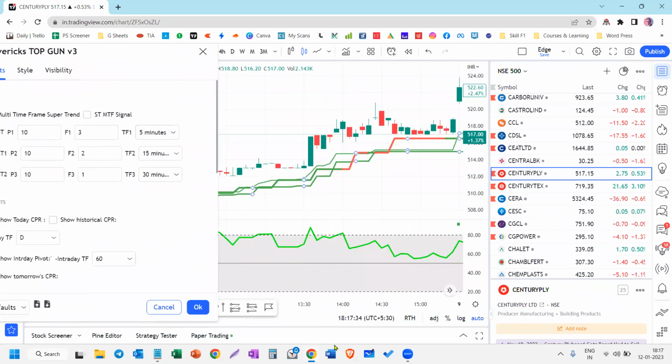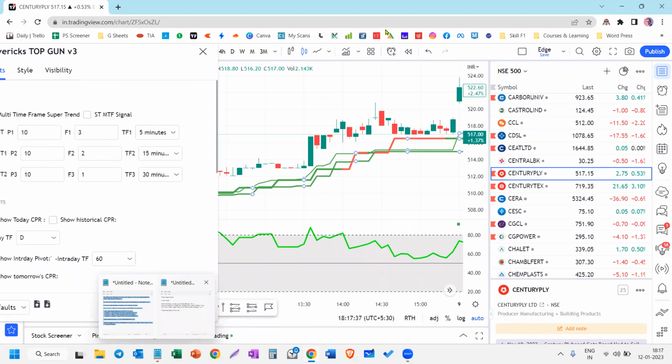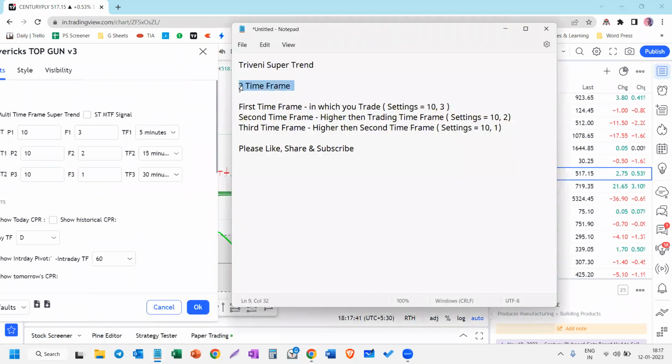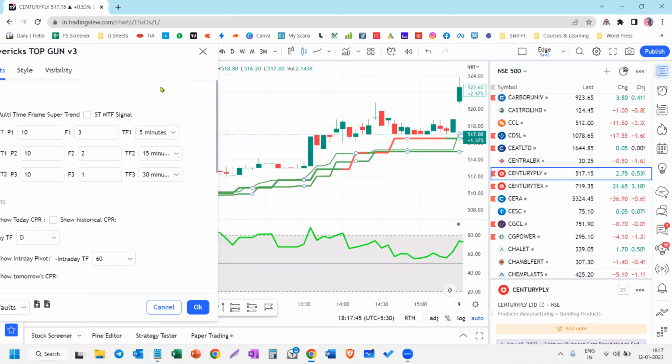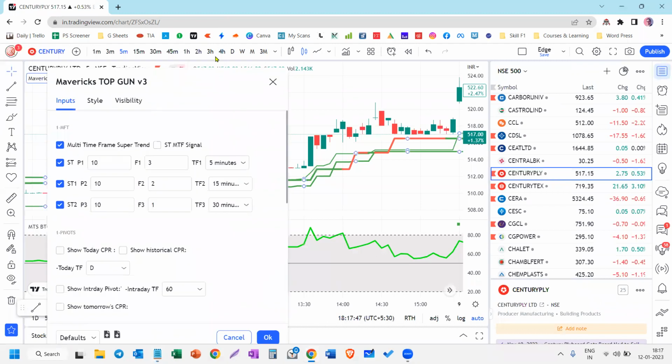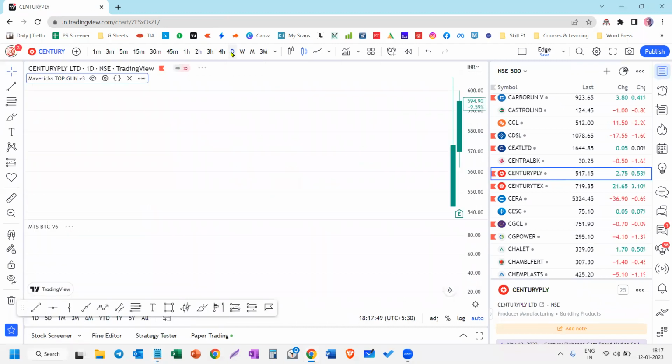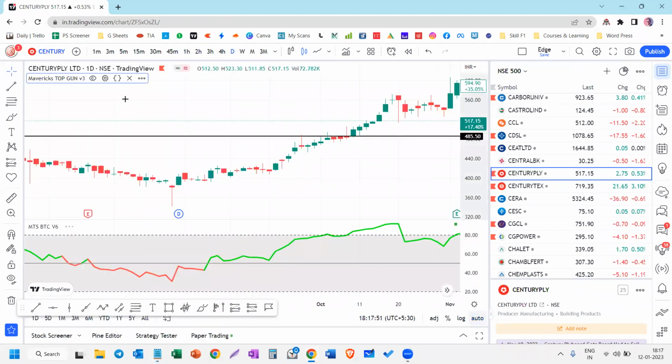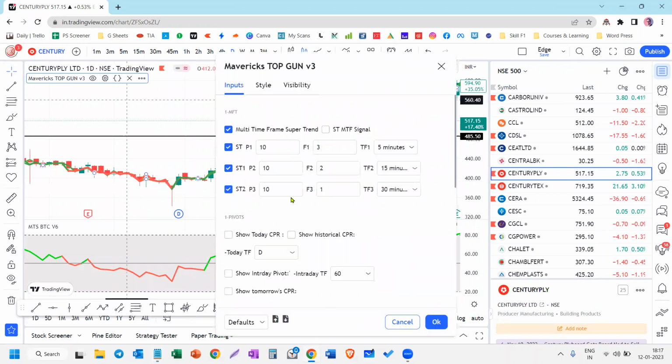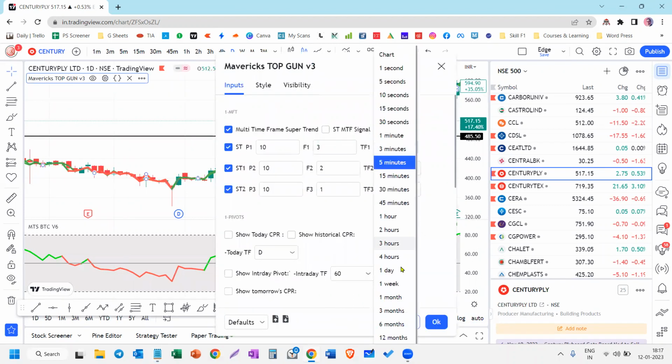This is the rule that you need to follow. So I have made that for you. There will be 3 time frames. The first time frame is the one you're trading. So what is that? Right now you're in day time frame. So we go to day. Now we go to the settings over here and 5 minutes will become day.